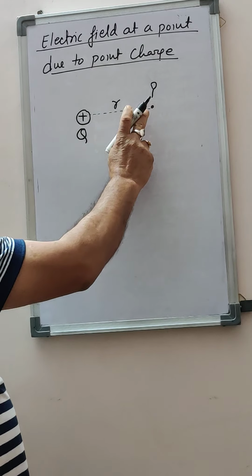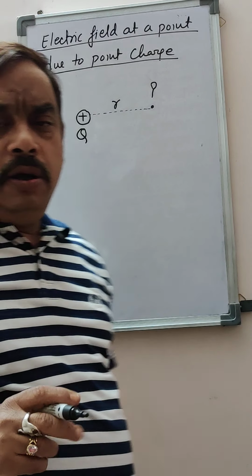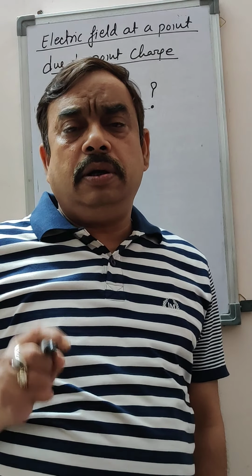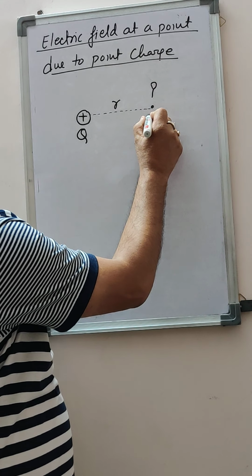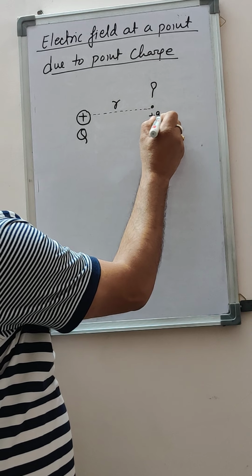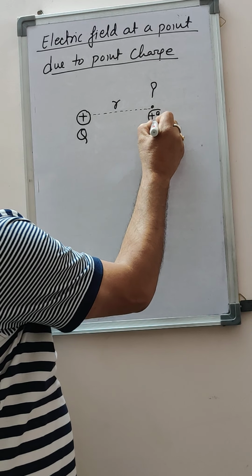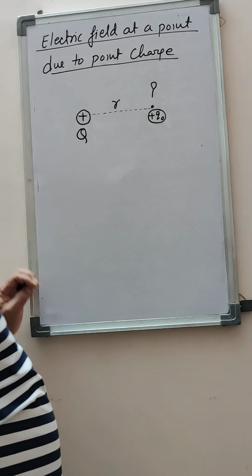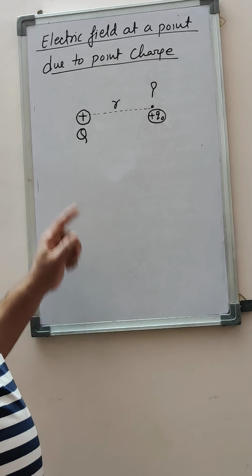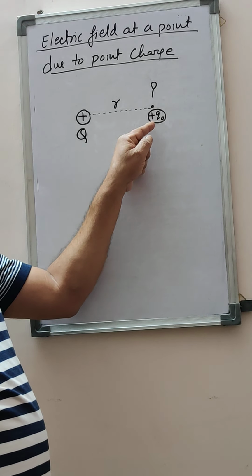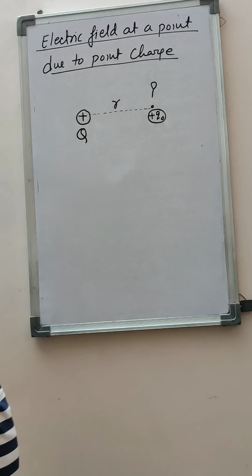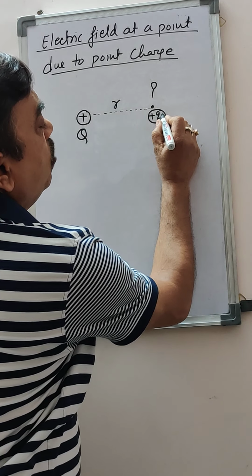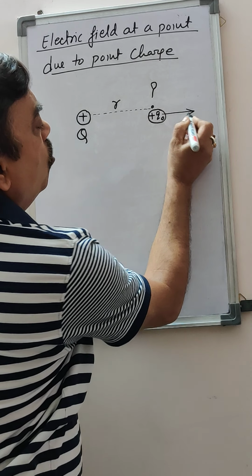To find the electric field at P, you will consider a test positive charge at point P. What will happen? This test positive charge will experience a force of repulsion. So Q naught will experience a force of repulsion.